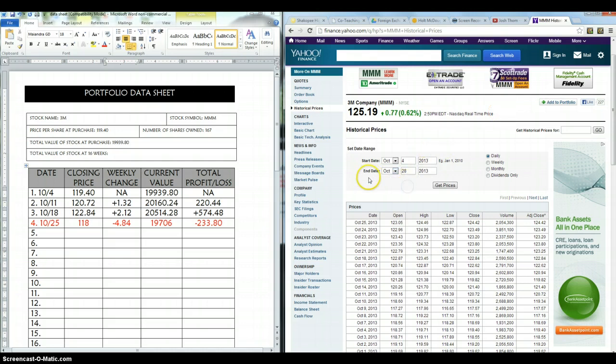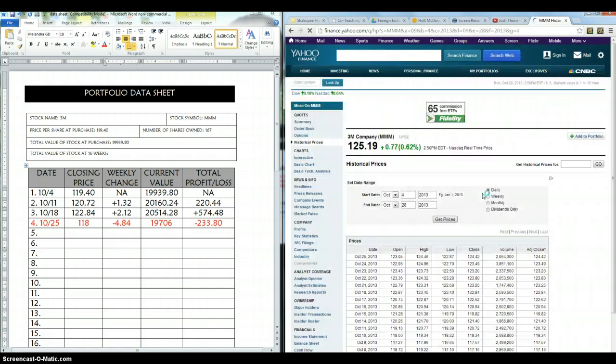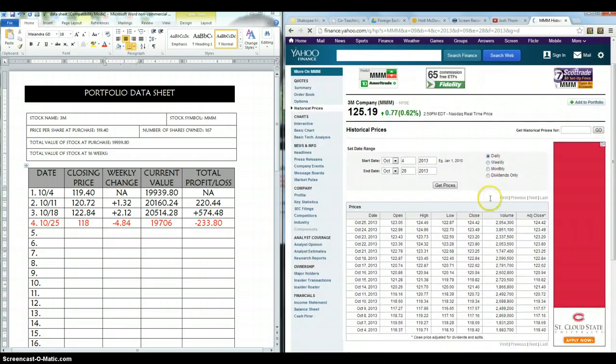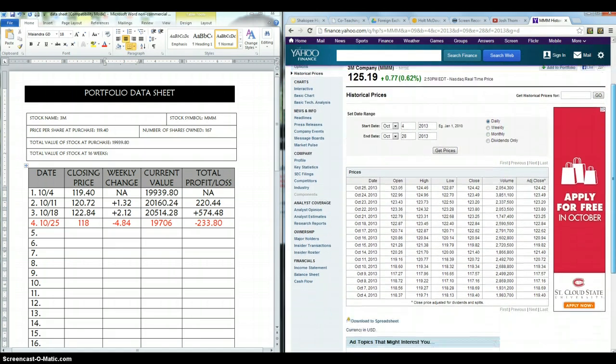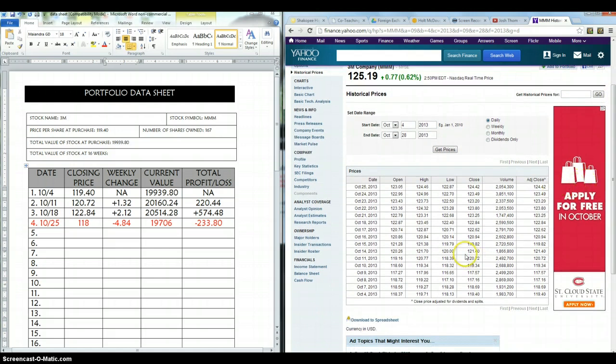And you can just go ahead and leave the end date as is, because that's usually just today's date, and I'll keep it on a daily basis. And when you click Get Prices, you're going to get all that information that you need for your stock chart, or for your data sheet rather. So here we are, October 4th, right down here. On that date it closed, and always use the far right hand side, it closed for $119.40. So that's the number that I go back and I put right here, and you can go ahead and put it right there for the time being.